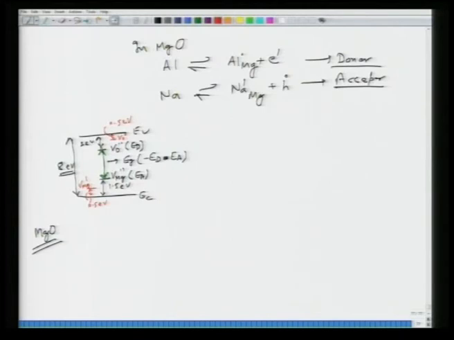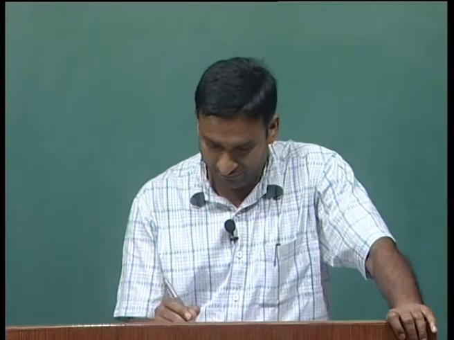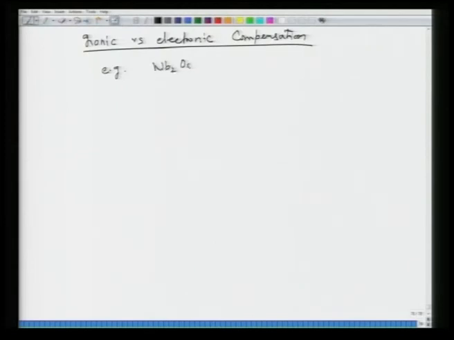So, finally, we will come to the final topic now, which is to consider electronic and ionic compensation of solutes, and which one is more preferable. So, the example we take is ionic versus electronic compensation, with Nb2O5 doping in TiO2. Okay.